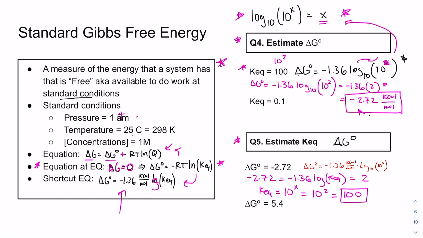All right, going in the reverse direction, if we know our delta G naught is negative 2.72, well, we just did this problem, so we know it's 100, but let's take a look at it. We divide by negative 1.36 on both sides. We get that's equal to 2. So this term KQ is going to be KQ equals 10 to the x. And we know that, yikes, this is very confusingly written. This is going to end up being 10 to the 2. So KQ is equal to 100.